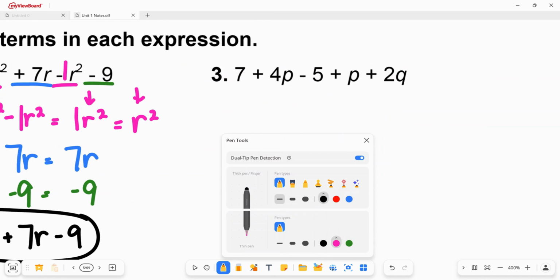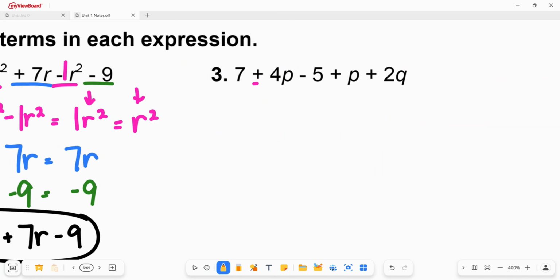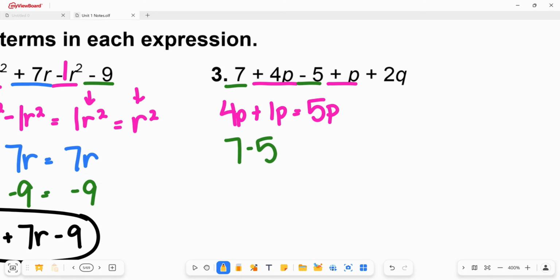Go ahead, start underlining things. So I've got a 4p and a positive p. So 4p plus a 1p is going to give me 5p. Okay, then I'm going to look at my next grouping. Well, I've got a 7 and a negative 5. So 7 minus 5 gives me 2. And then my third and final term here is just a 2q that doesn't have anything else that partners with it. So it just stays as is.